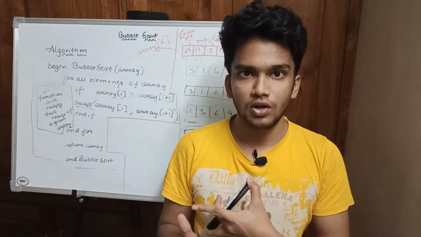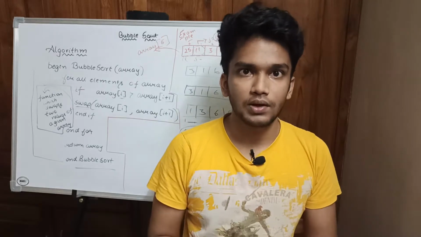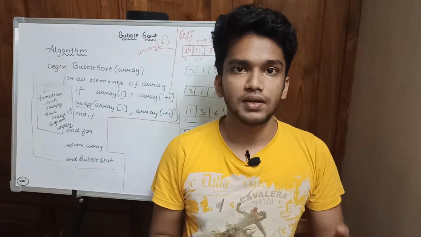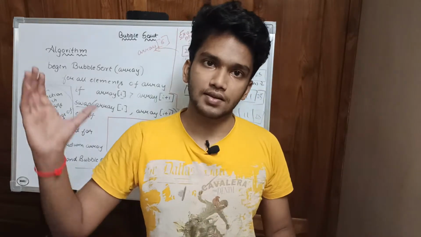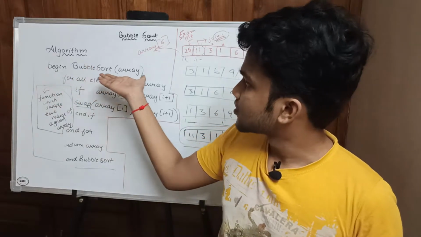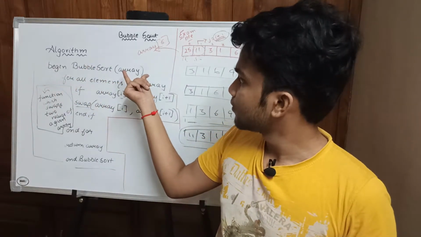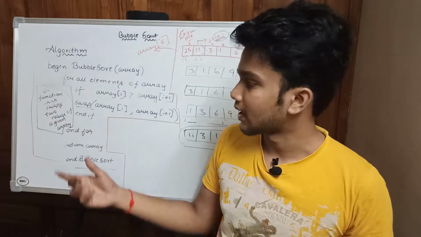Swapping is the major logic, and two values are compared. If a value is lesser than the current value that we are at, then we will make a swap operation. So now keeping this logic in mind, check the algorithm. Okay, algorithm: begin the bubble sort. Give the array elements as a parameter.